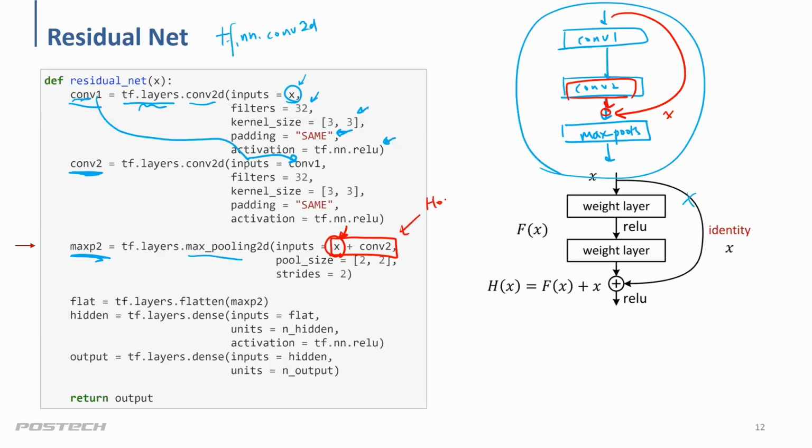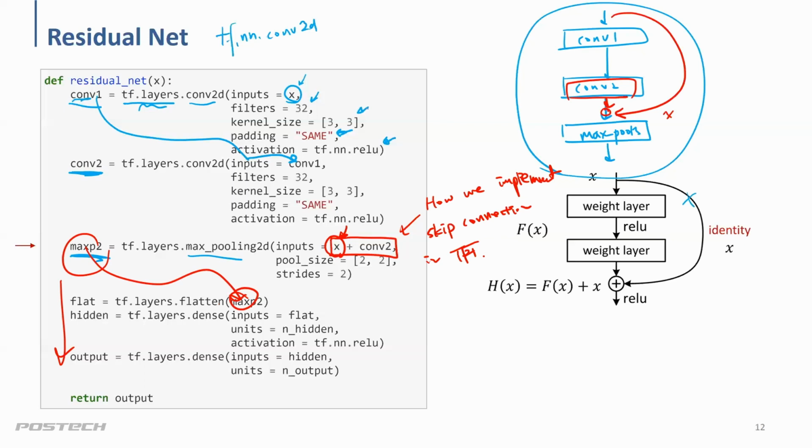Right. That's how we implement skip connections in maybe TensorFlow. And later on, it means the same. Right, what I did is show how to implement the residual net, or ResNet, in TensorFlow.